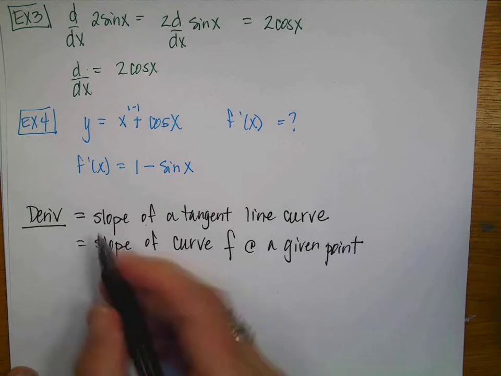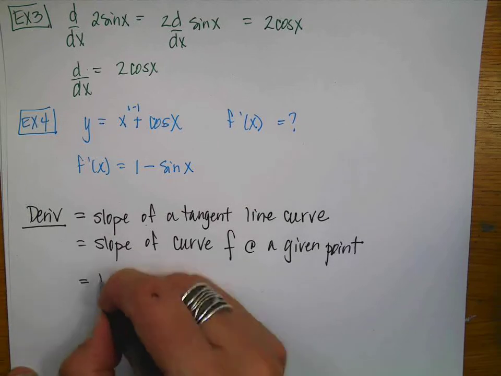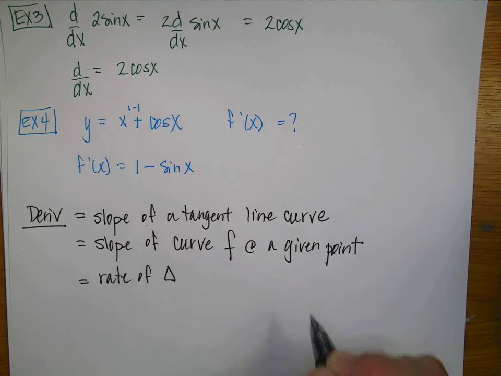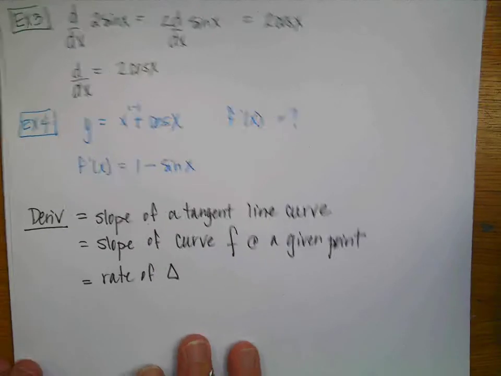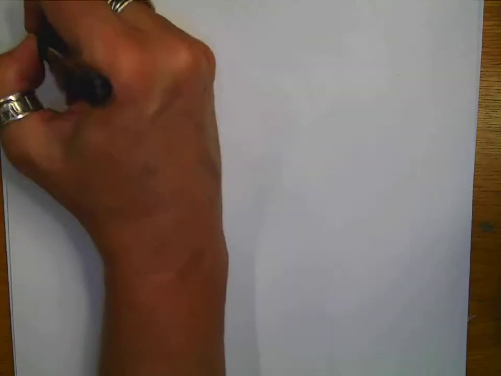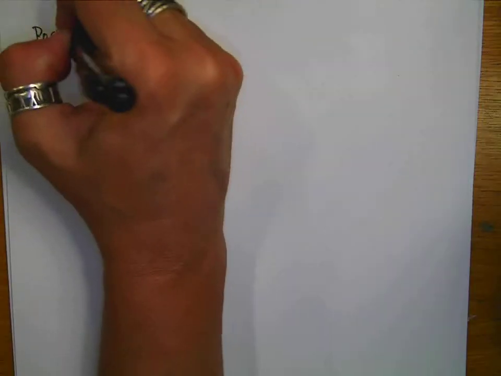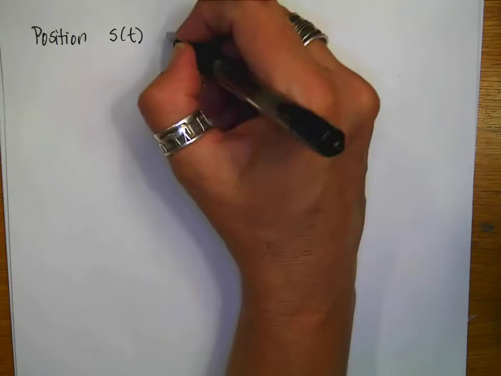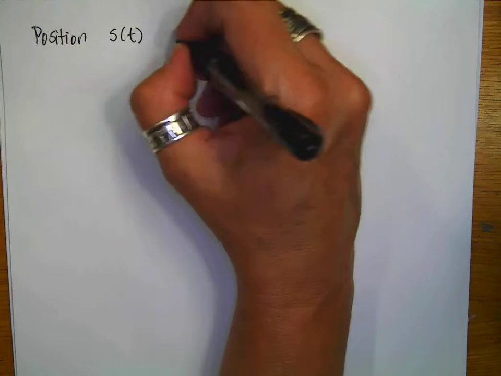And since slope or derivative is equal to slope, the derivative also gives us a rate of change. Okay? So we talk about all of these different applications for derivatives. So what I want to talk about now is a position function. A position function in calculus is s of t. Okay, so this is going to be a position function.